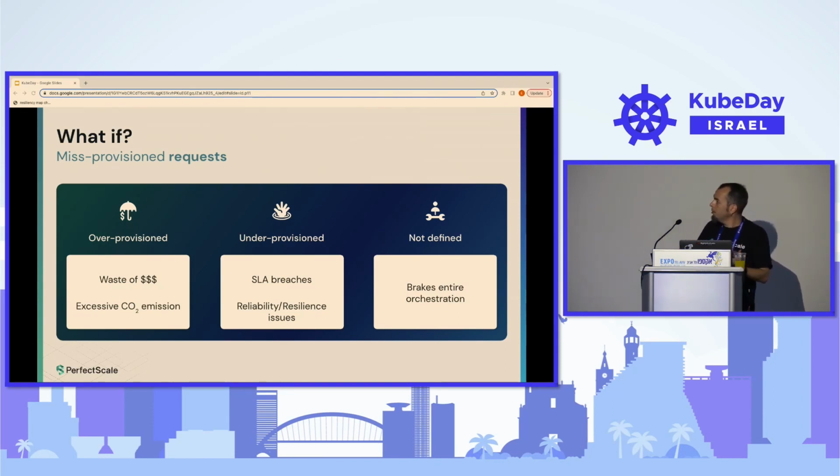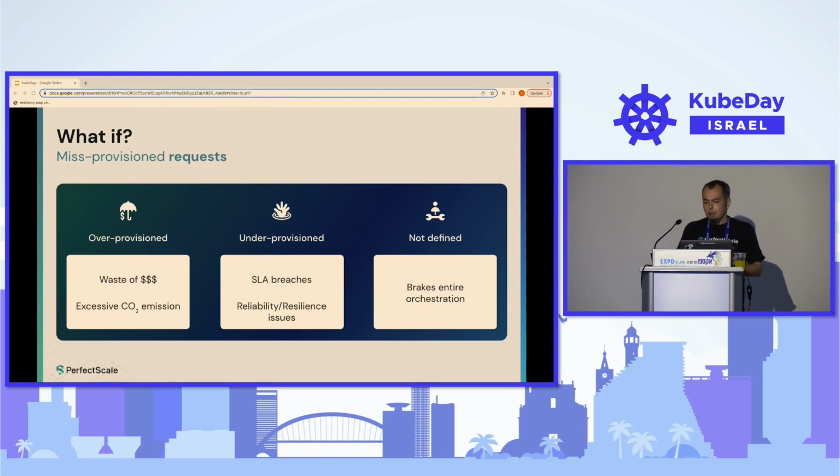If we under-provision the amount of the requests of our pods, we will get SLA breaches, we will get different performance problems, we will have out of memories, we will have CPU throttling, we will have evictions, our system will not be stable. If we do not define the requests, as you now understand, we will simply break the entire orchestration. The scheduler will not be able to schedule pods as needed. The cluster autoscaler will not be able to add the right nodes.